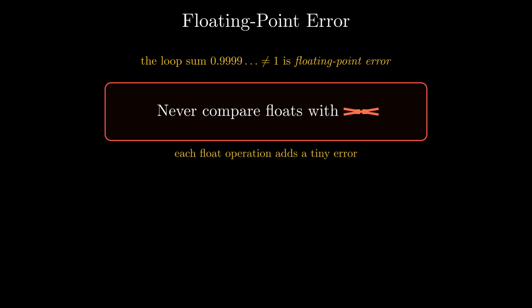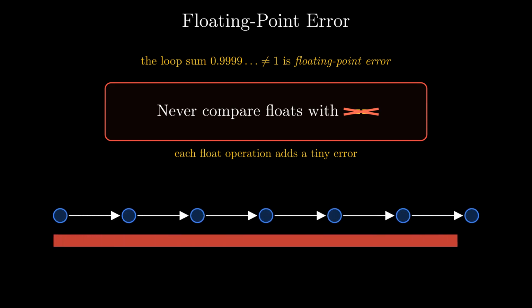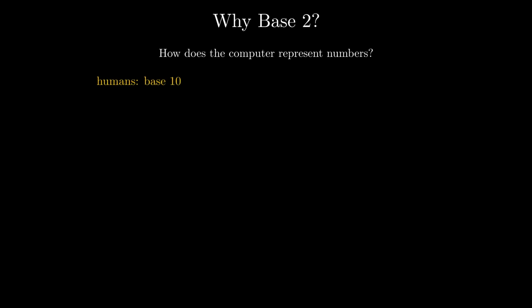The big idea is that every operation on a float introduces a tiny error because of the way floats are stored in memory. Each error is minuscule, but the more operations you perform, the more it accumulates, leading to surprising results. To understand why, recall how the computer represents numbers. The computer works in binary, only zeros and ones, while humans work in base 10, thinking in digits from 0 through 9. The computer uses base 2 because of how its hardware is built.